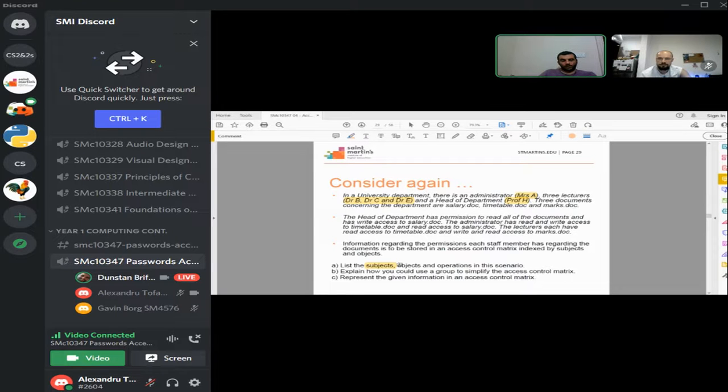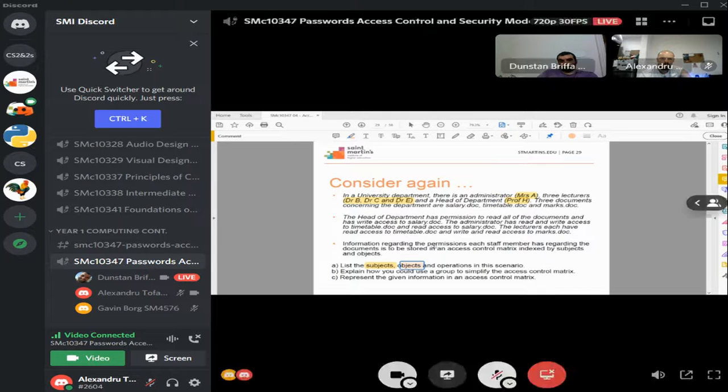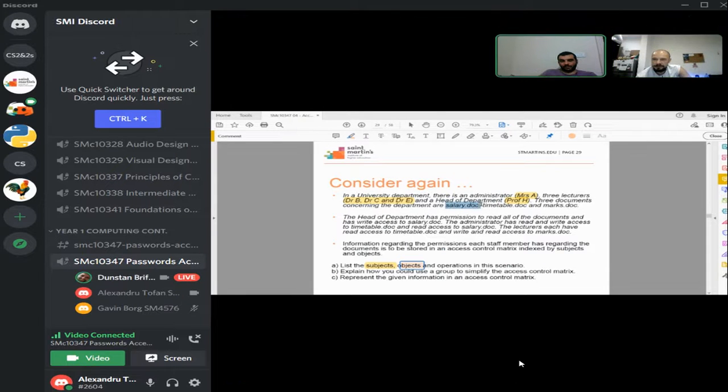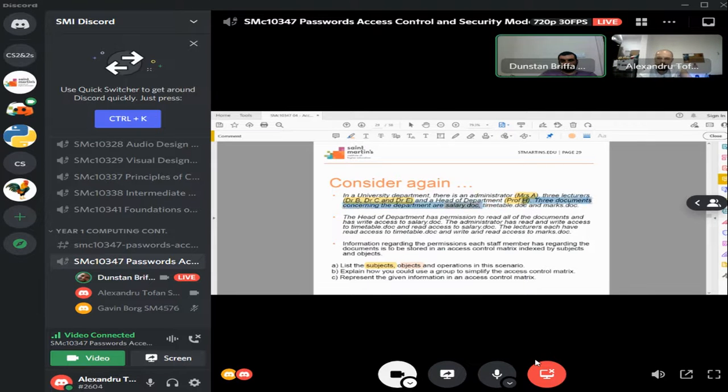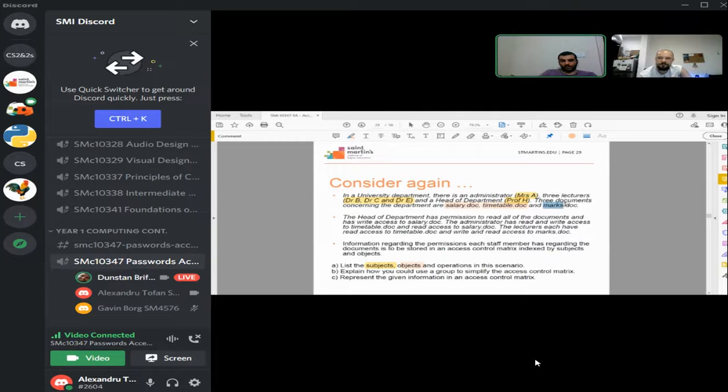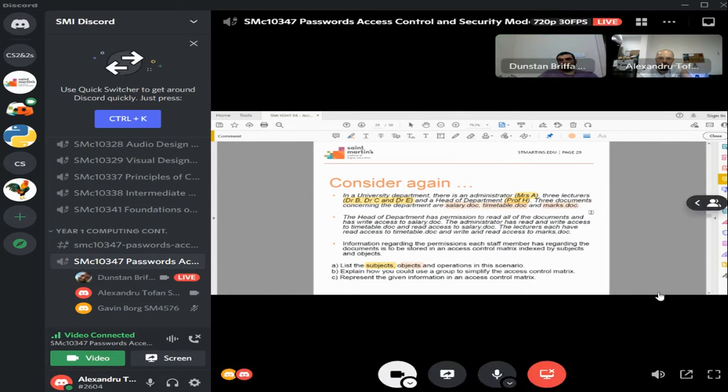We're looking now at objects. If we look at objects, what objects do we have? What would the objects be in this case? So are the three files timetable, salary, and marks? Yes. So those would be our three objects: salary, timetable, and marks.